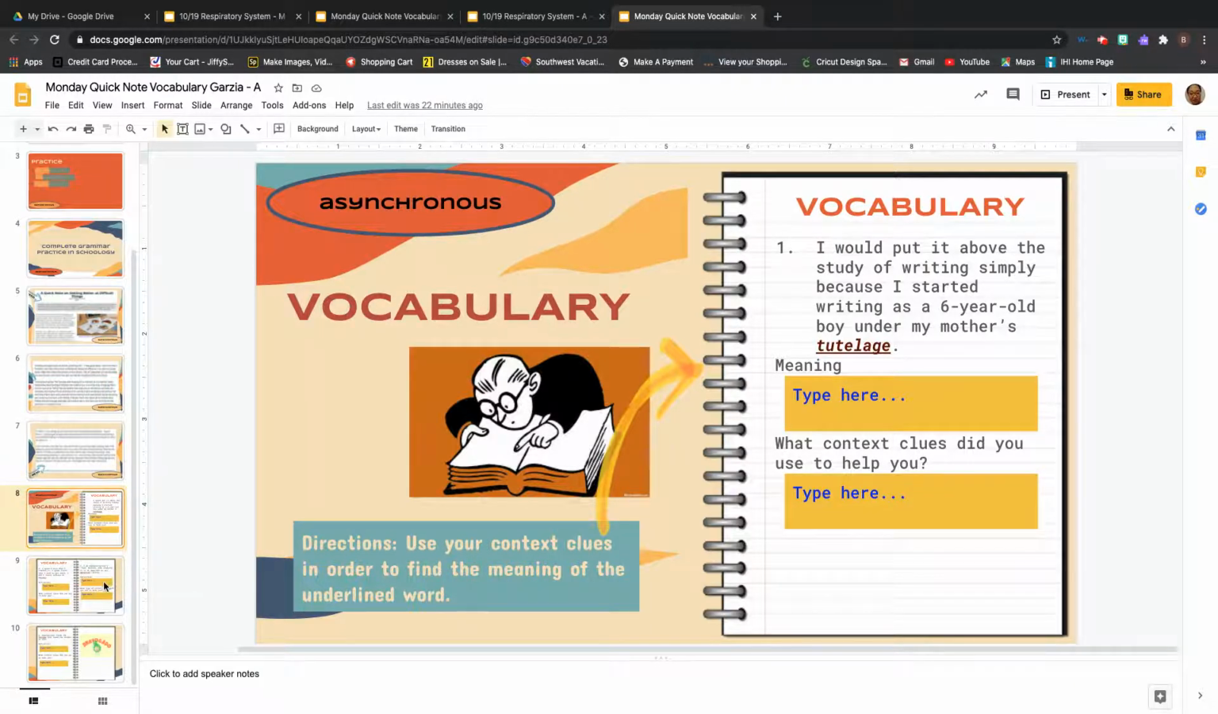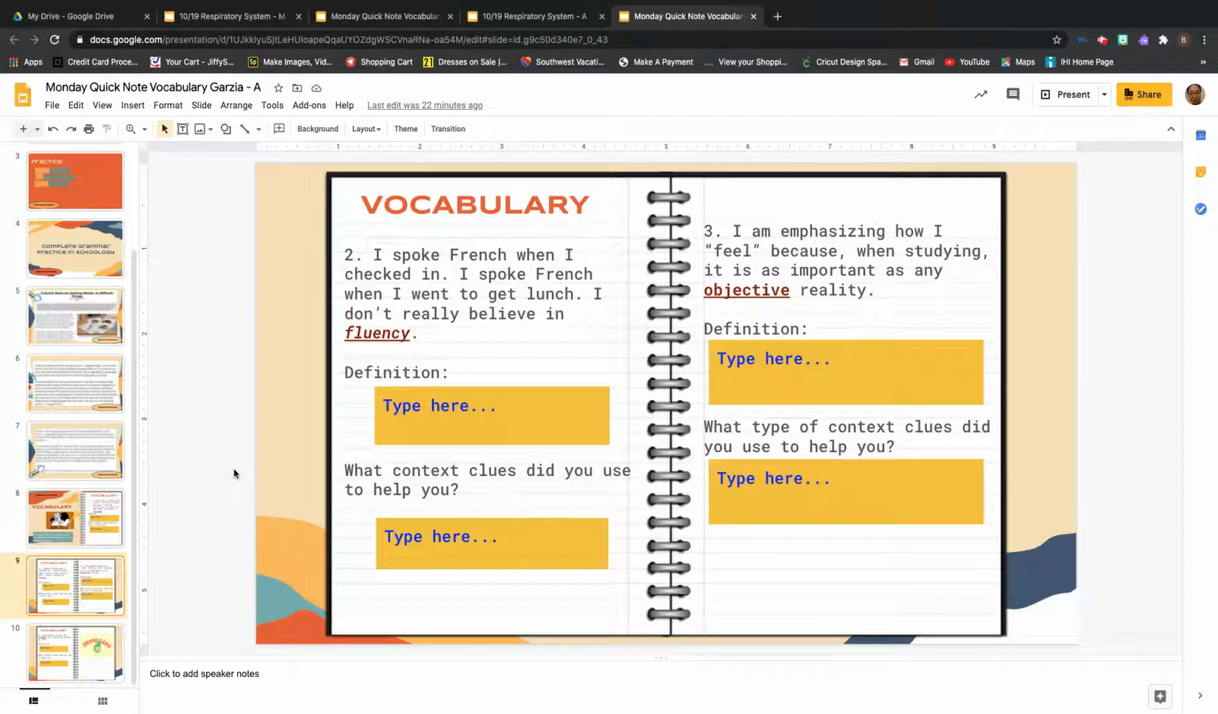Let's move on to number 2. I spoke French when I checked in. I spoke French when I went to get lunch. I don't really believe in fluency. What do you think fluency means? And what helped you figure that out?